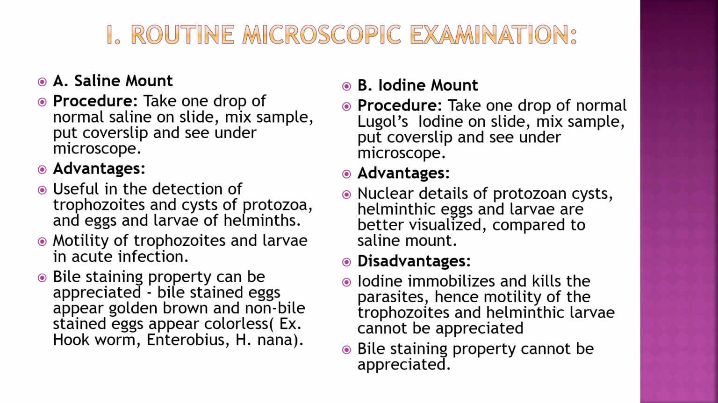Then iodine mount. The procedure: take 1 drop of Lugol's iodine on a slide, mix the stool sample, put a coverslip and see under the microscope. Advantages: the nuclear details of protozoan cysts, helminth eggs and larvae are better visualized. Disadvantages: iodine immobilizes and kills the parasites, so motility of the trophozoites and helminth larvae is not appreciated, and bile staining property is not appreciated.